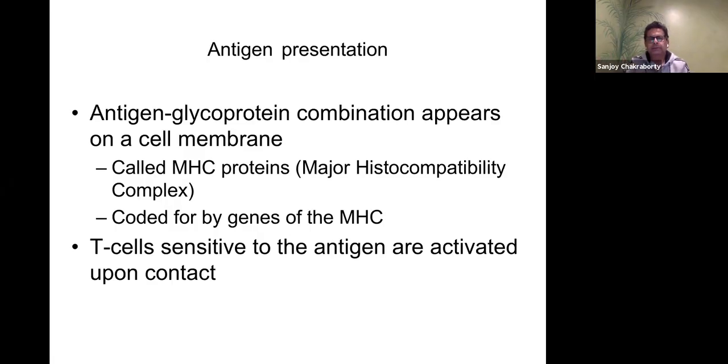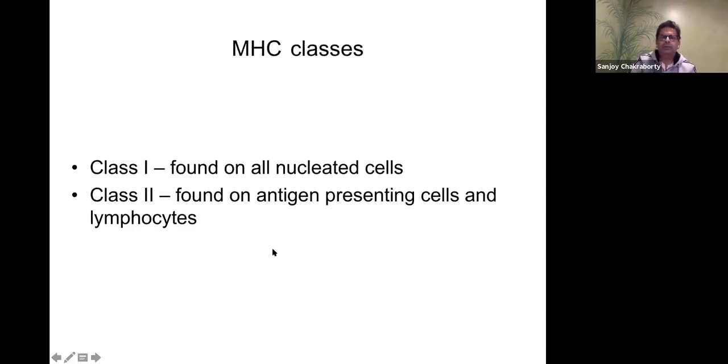All cells have it. Now, depending on what kind of MHC, we divide the cells into two groups. Class 1 MHC, class 2 MHC. So there are two groups of MHC protein. Class 1 protein is found in all nucleated cells, all of them have it. Class 2 is found on so-called antigen-presenting cells and lymphocytes only. Lymphocyte is also part of antigen-presenting cells, meaning those cells, when I give you examples, you'll understand they are so-called trained cells. So class 1 and class 2, let's put it this way.